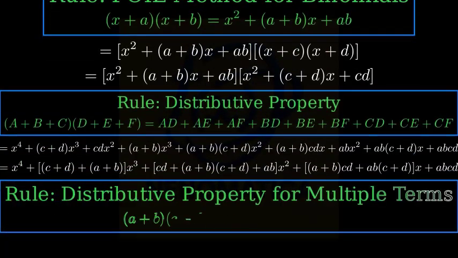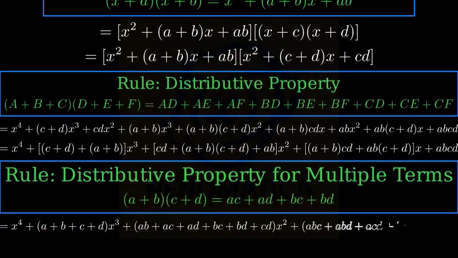Now, let's simplify the coefficients. For the x cubed term, we have c plus d plus a plus b, which equals a plus b plus c plus d. For the x squared term, we expand (a plus b) times (c plus d) to get a times c plus a times d plus b times c plus b times d. So the coefficient becomes cd plus ac plus ad plus bc plus bd plus ab, which we can rearrange as ab plus ac plus ad plus bc plus bd plus cd.